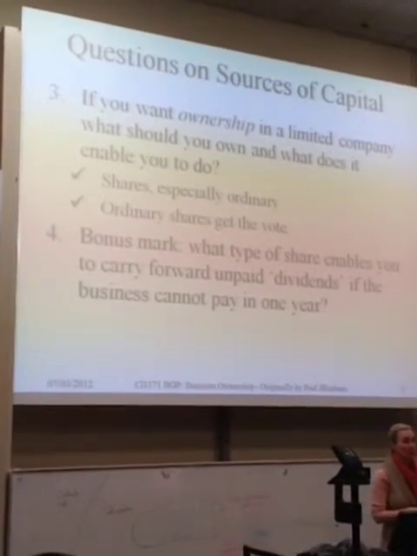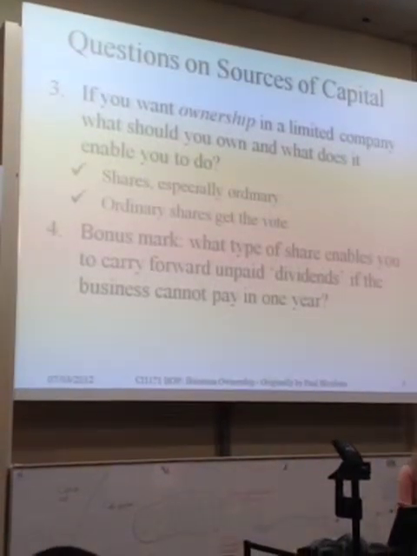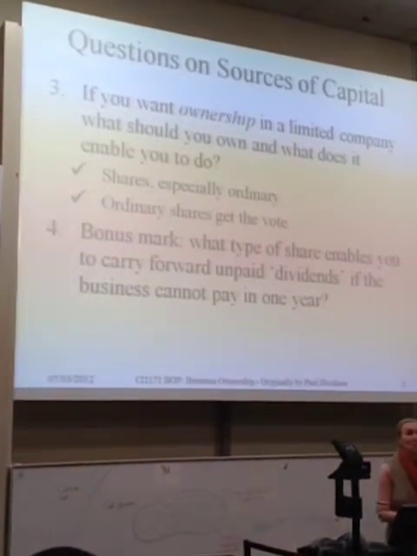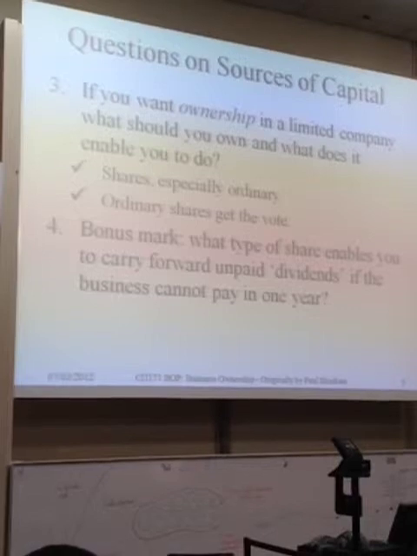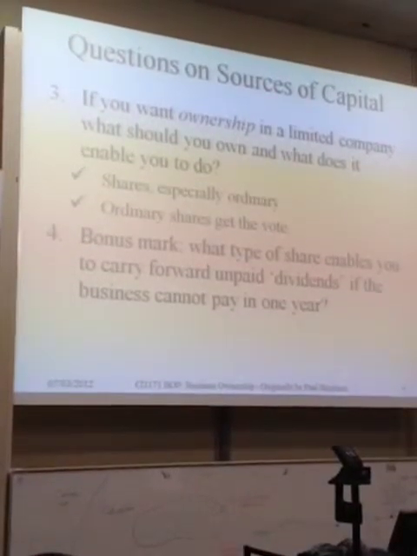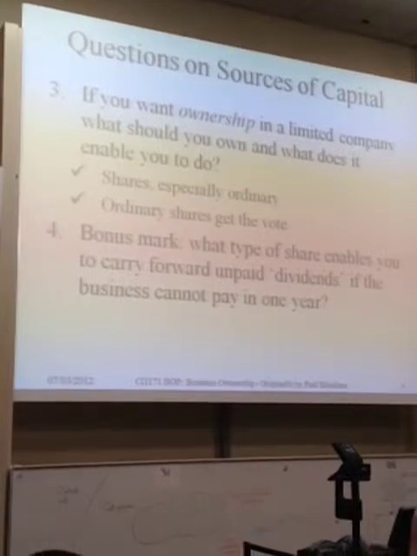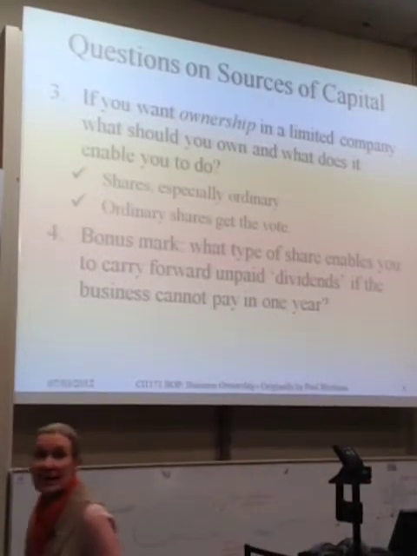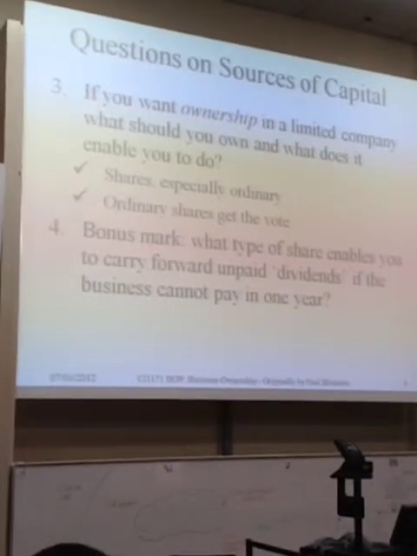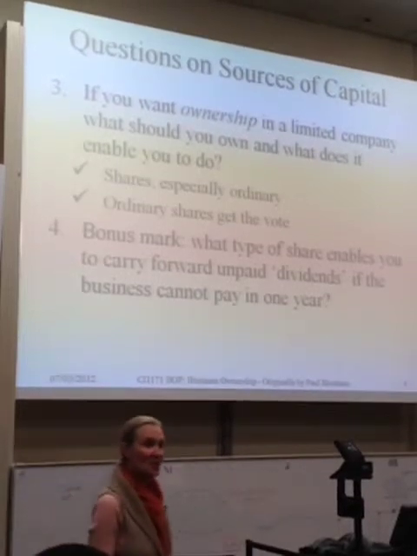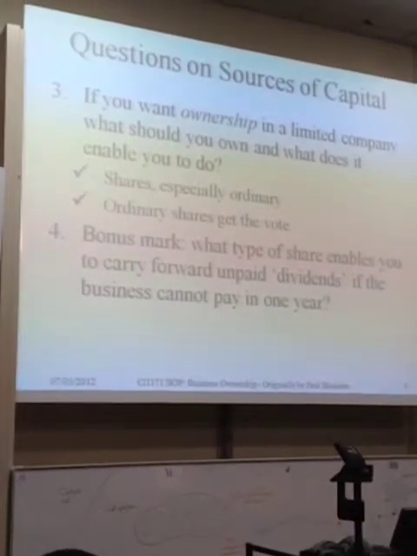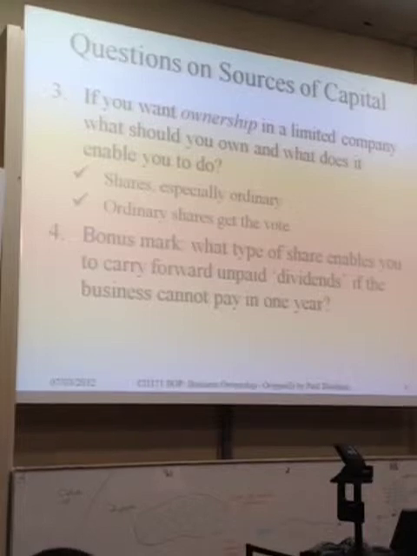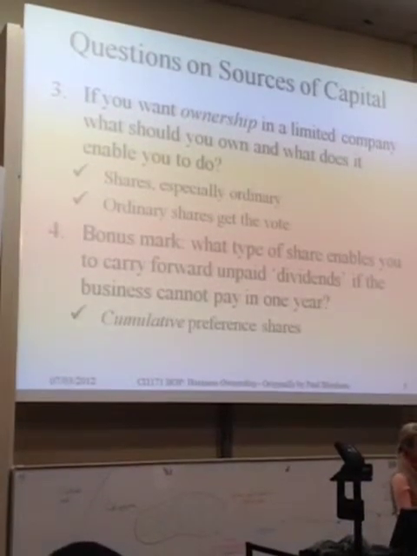What type of share enables you to carry forward unpaid dividends? Notice it's in a little quote. If the business cannot pay in one year. Not good enough an answer. What are you doing? You're carrying it forward from one year to the next if you can't pay. And you're going to not only pay it in the next year, but you're going to get next year's dividend as well. Therefore, it's doing what? It's mounting up. What's another word for mounting up? So what type of preference share is it? Cumulative. That was a tricky one. That was just to see if your brains were working. It's cumulative preference shares.